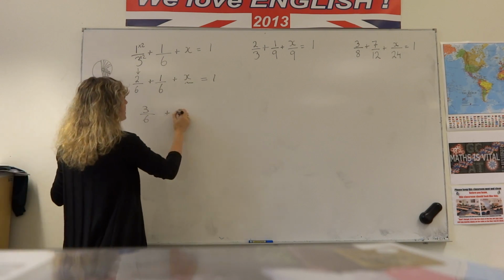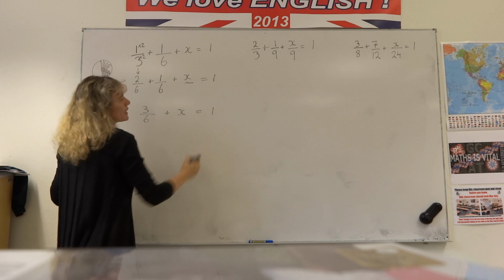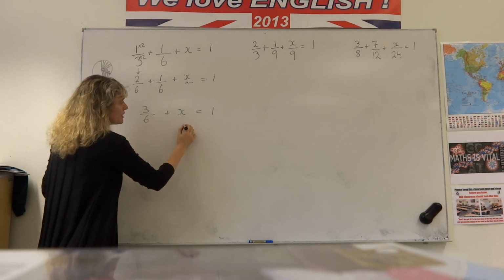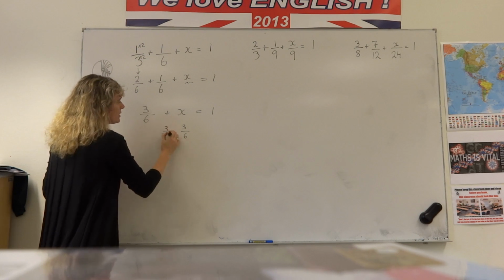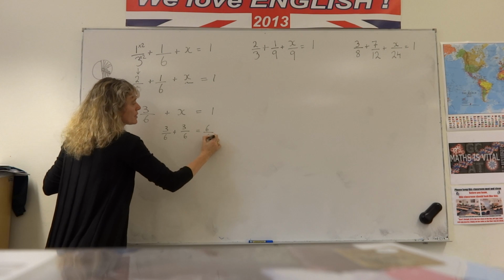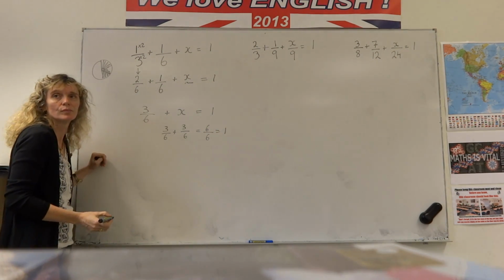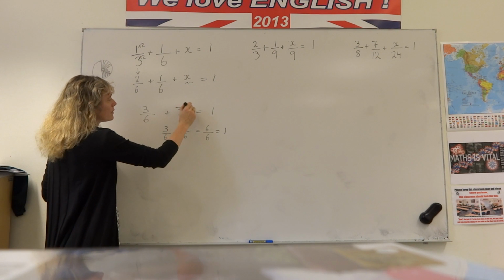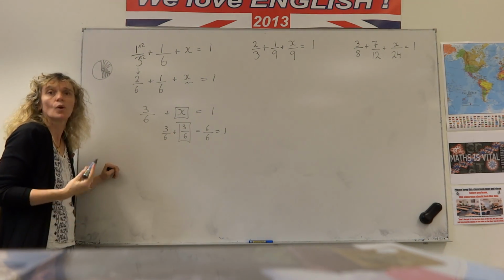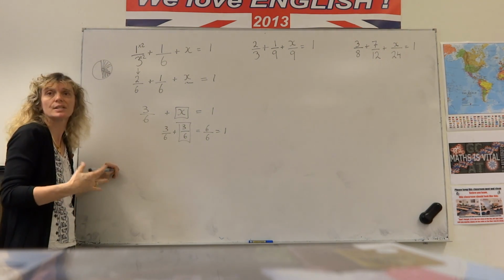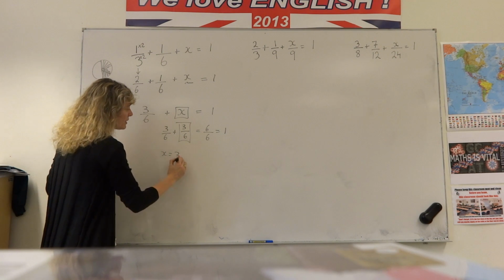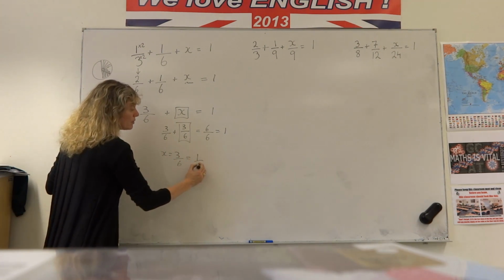So 3 sixths plus something is going to give us 1. Well, 3 sixths plus another 3 sixths. 3 sixths plus 3 sixths would give us 6 sixths, which would be 1. So x must equal 3 sixths, or 1/2, because 3 sixths is equivalent to the fraction 1/2. So x equals 3 sixths, or equals 1/2.